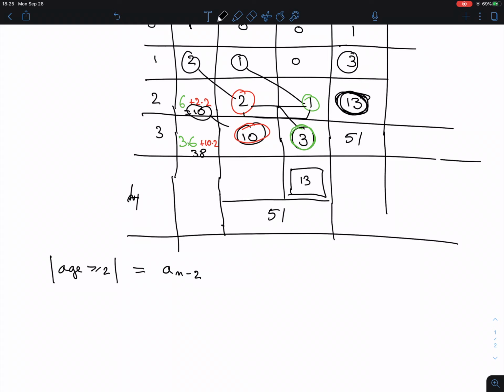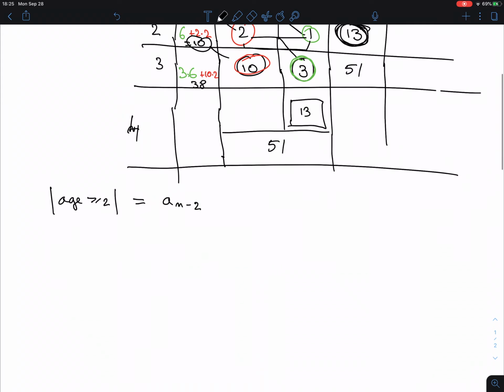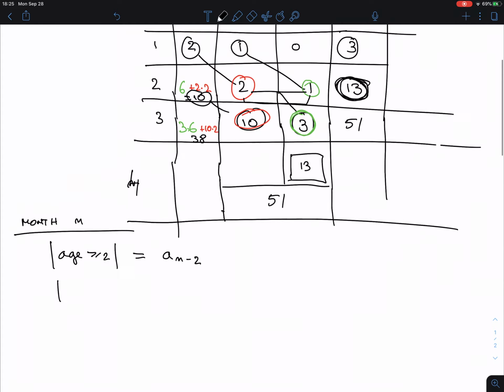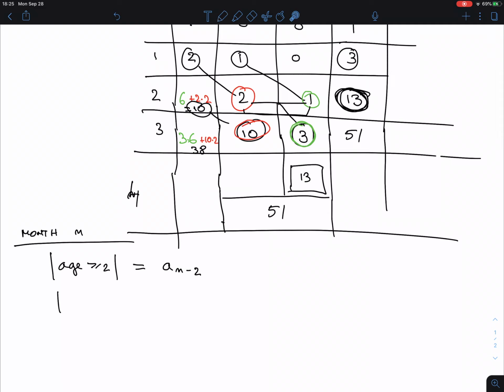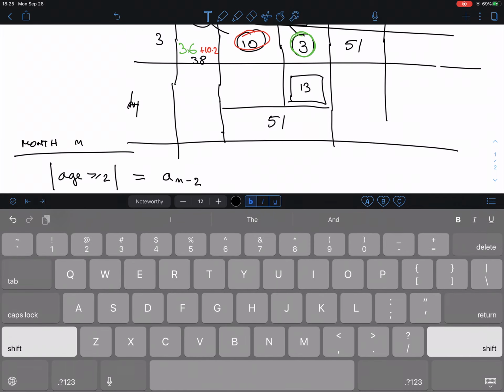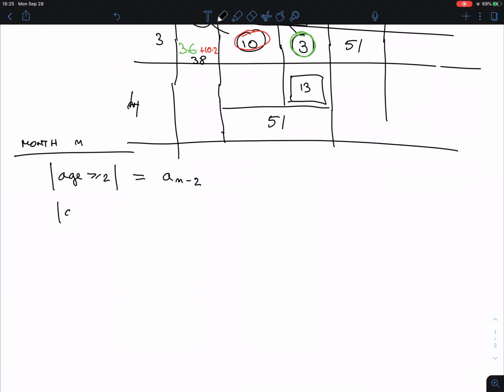So what I'm trying to say is, in month n, I'm going to write down how many are there of age at least 2: a_{n-2}. Now, as I said, it is easier to think about how many there are of age at least 1, because then we can do the exact same reasoning. The exact same reasoning tells us that to be at least 1 month old, you were born a month ago or before that. So a_{n-1}. Okay.